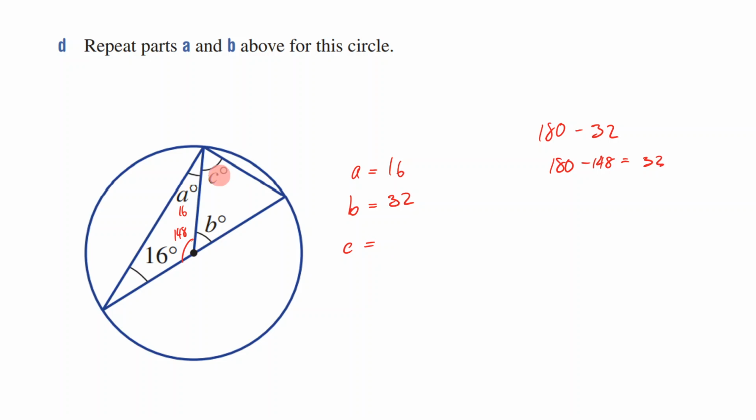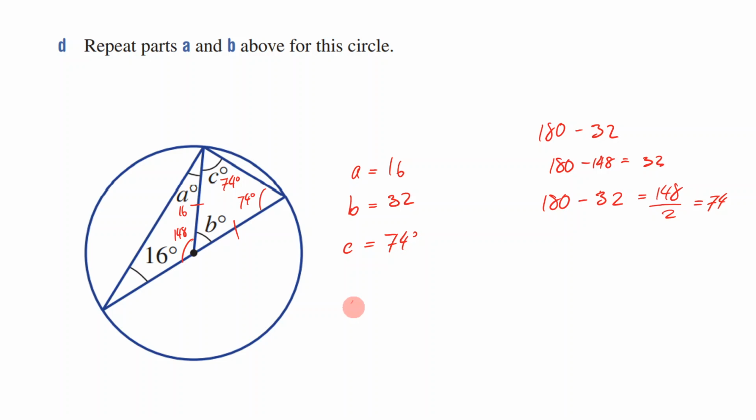Now, these right here are equal, so we're going to go 180 minus my B value, which is 32, and that's going to leave me with 148. Then I'm going to divide that by 2, which will leave me with 74. So that means C is 74 degrees. And you can double check that 74 plus 74 plus 32 will give you 180. So this is 74 degrees.